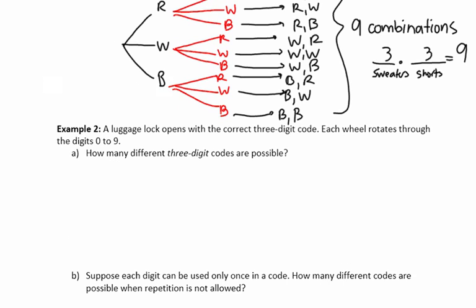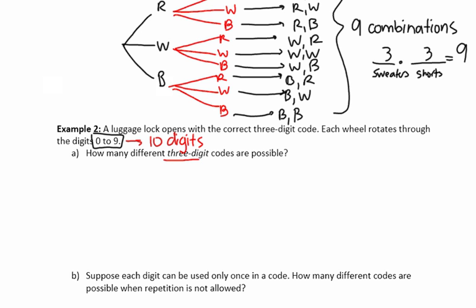Okay, so a luggage lock opens with the correct 3-digit code. Each wheel rotates through the digits 0 through 9. How many digits is that? The 0 through 9, total of how many digits? 10 digits, right? If it's 0 through 9, 0, 1, 2, 3, 4, 5, 6, 7, 8, 9, not 10, 9. It gives you 10 different digits. The total of 10 different digits are your options. So 10 options for each wheel that you're rotating, okay?